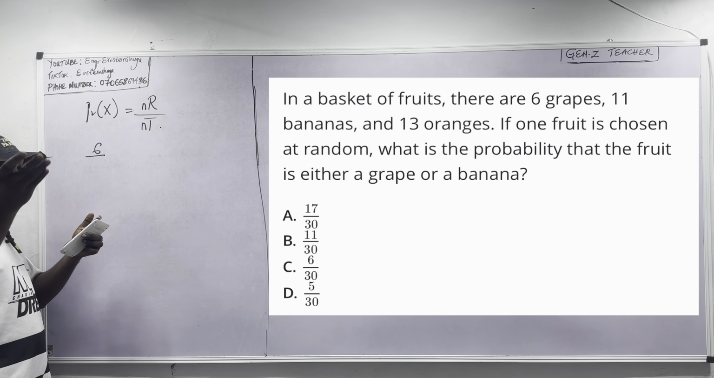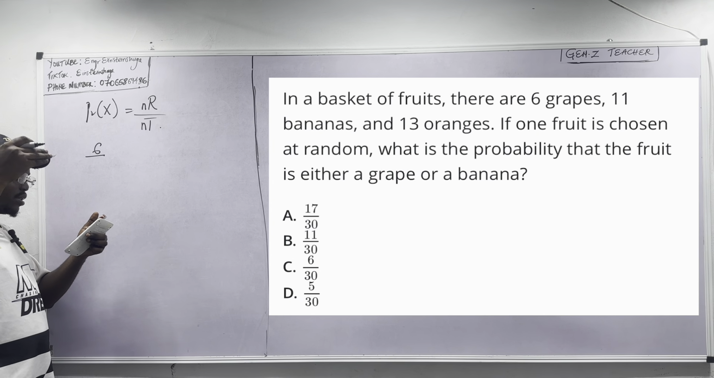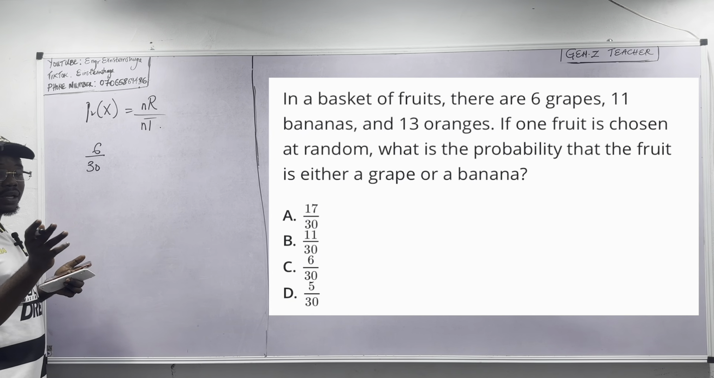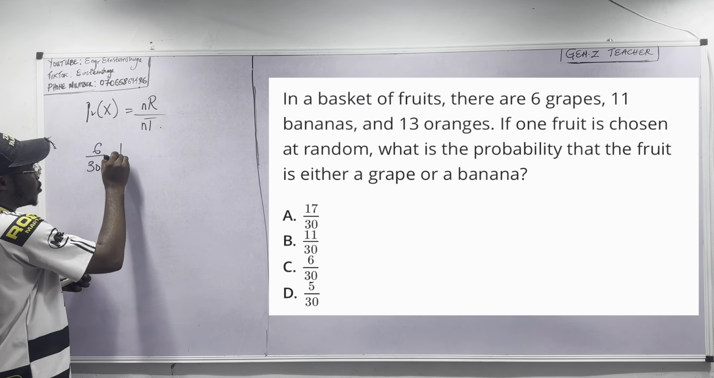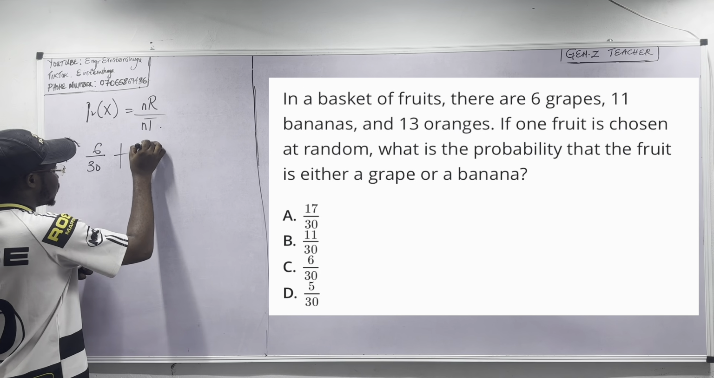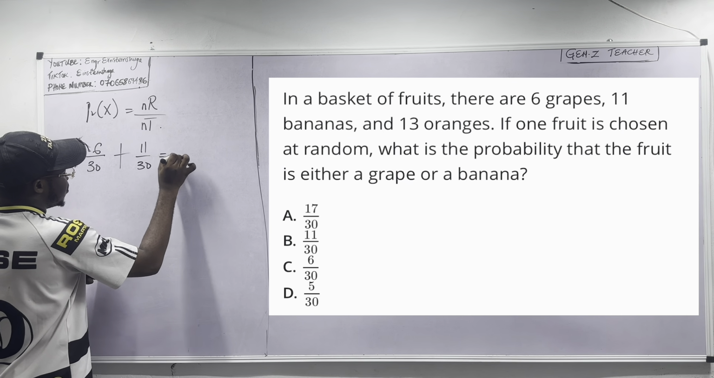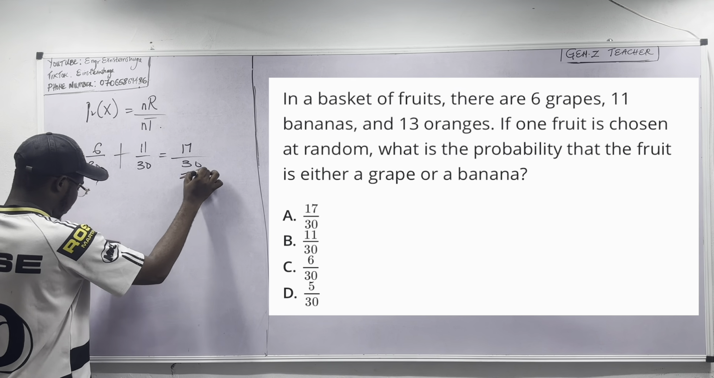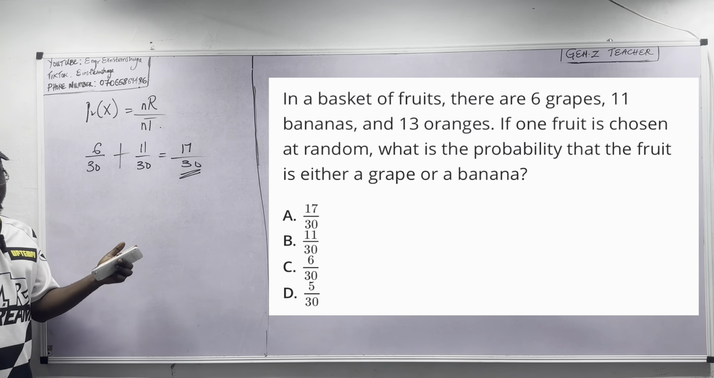6 grapes plus 11, that's 17. 17 plus 13, that's 30. So we have 30 fruits. So if you pick a grape, it is 6 over 30, or means plus. Pick a banana. Banana is 11, so we have 11 over 30. Now, the LCM here is just 30, and then 6 plus 11 gives 17. So that should be the answer to that question.